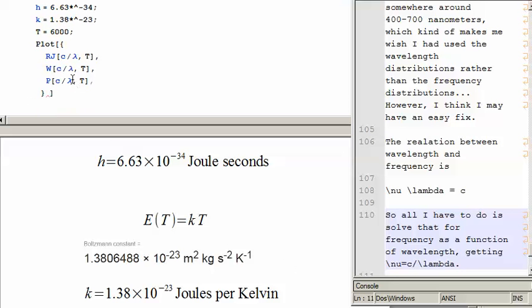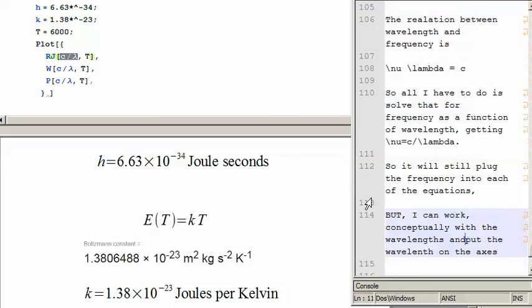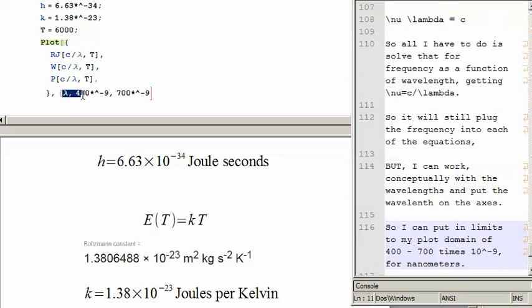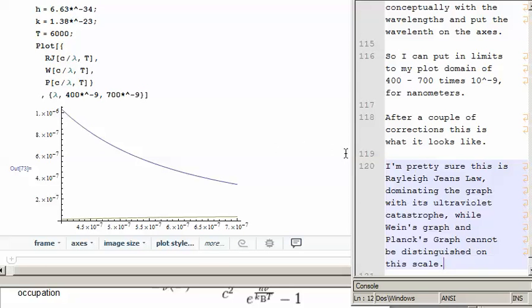So it will still plug the frequency into each of the equations, but I can work conceptually with the wavelengths and put the wavelength on the axis. So here I can put limits on my plot domain of 400 to 700 nanometers. After a couple of corrections, this is what it looks like.